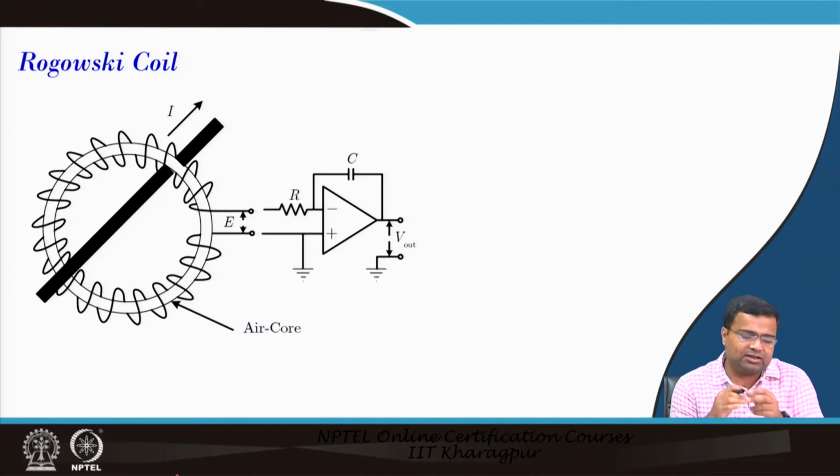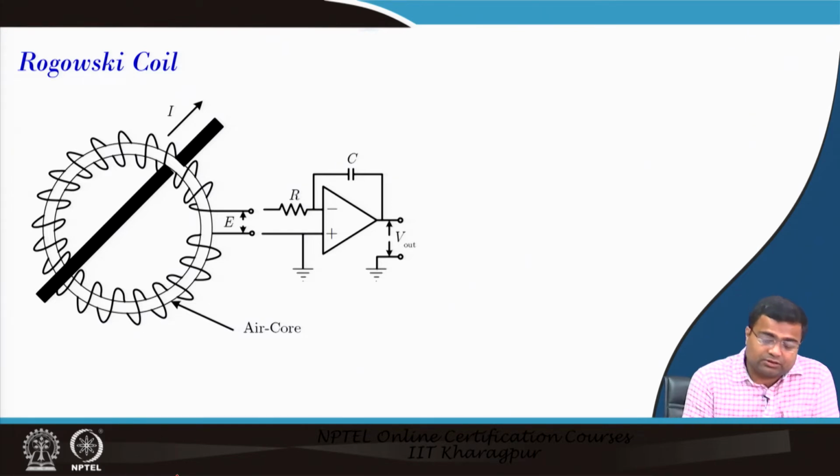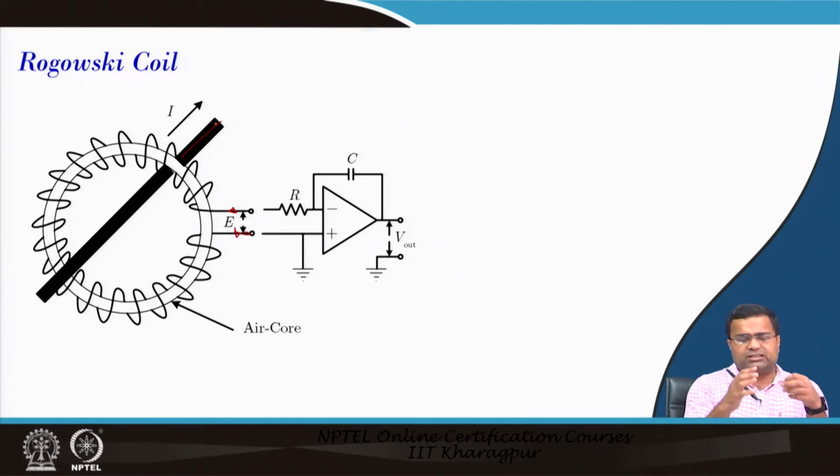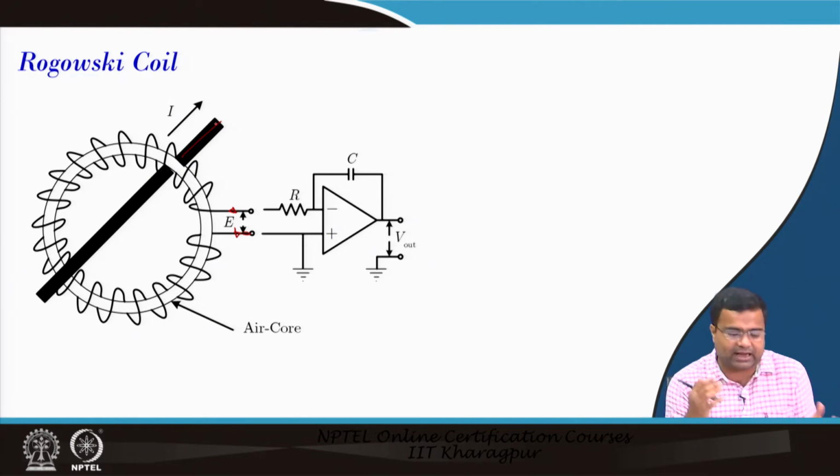In this coil, what does it do? The beautiful thing about this coil is that it has one terminal here, then wraps around, then another terminal comes out. It is wrapped around the wire which is carrying the current.